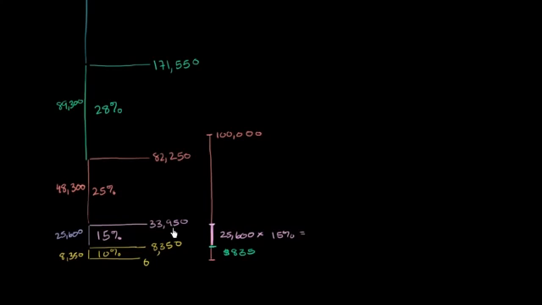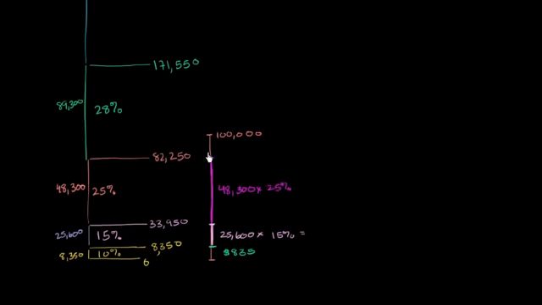Now, the next $48,300 is going to be taxed at 25%. So let me draw that over here. This next slug right over here is going to be taxed at 25%. So this is the difference between 82,250 and 33,950. That's 48,300. So it's going to be 48,300 times 25%.